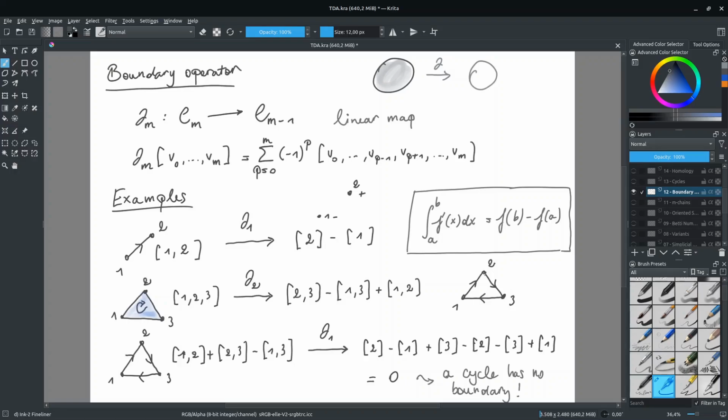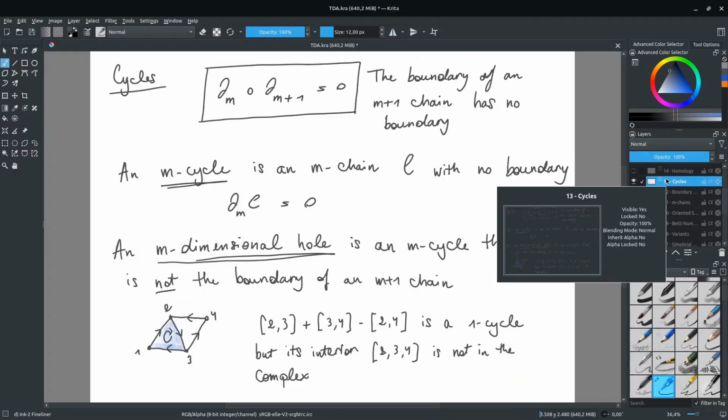Nice. What happens if I take the boundary of this? We now know how to compute the boundary of edges. It turns out that I just get 0 because all of these terms cancel out. And so that's important takeaway one: the boundary of a boundary is always 0. So the boundary of something has no boundary. This is like a key property.